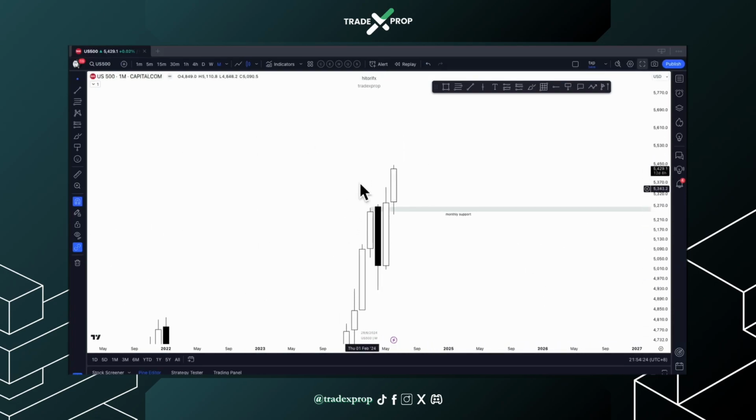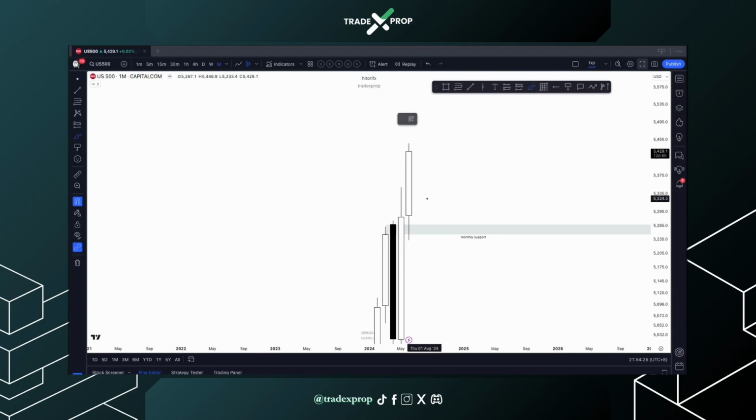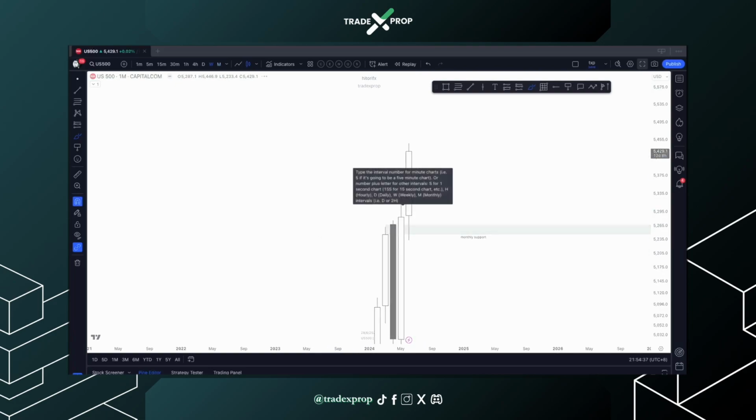So here we have a monthly support, which is a monthly resistance. Breaks become support. Right here it's a resistance because this is a V shape, body closure above, and now we're testing it as support to go higher. So we have the first criteria.